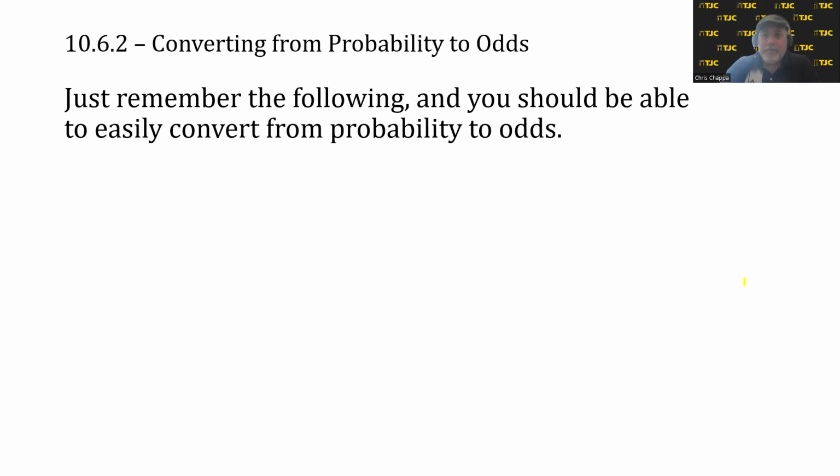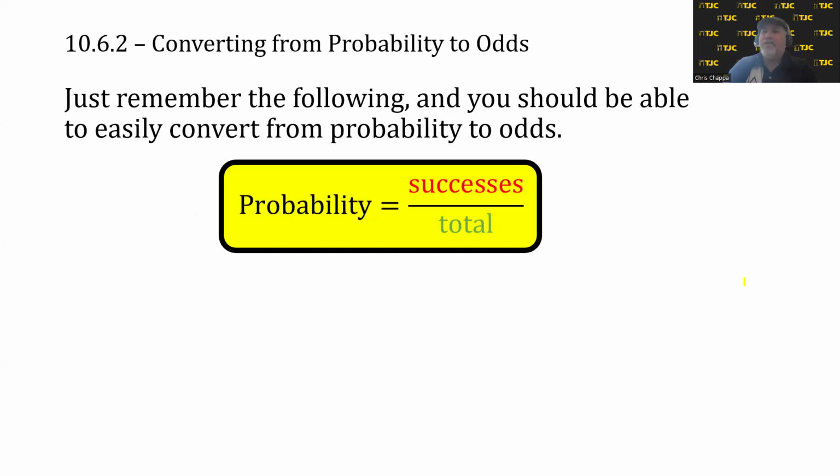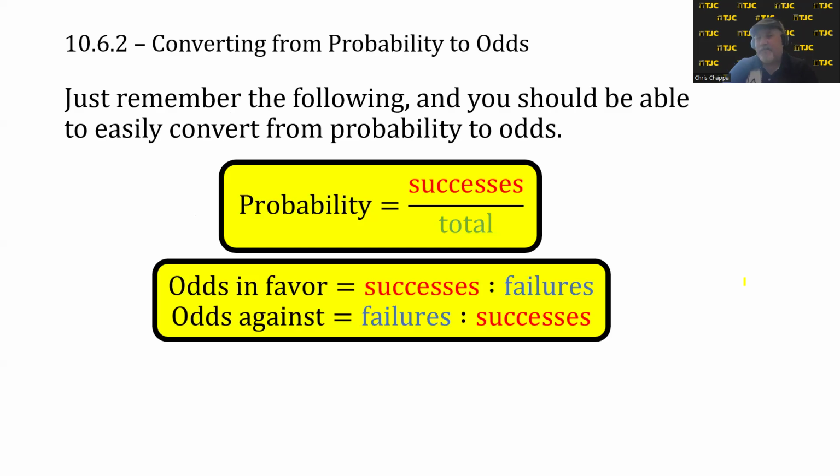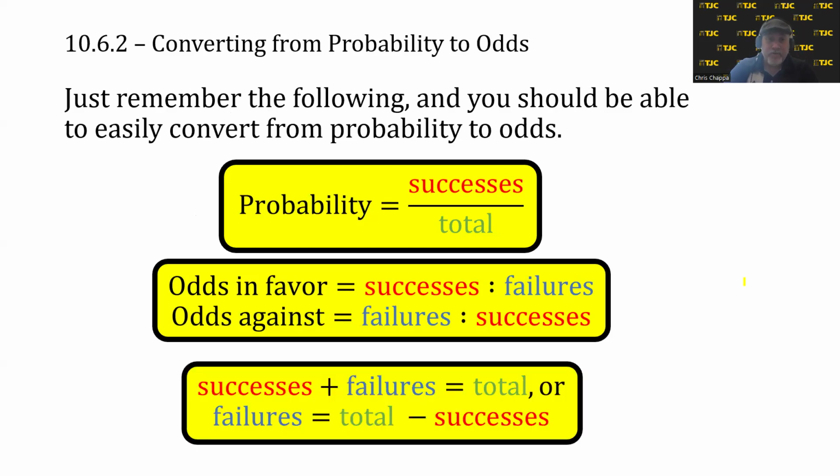Just remember the following, and you should be able to easily convert from probability to odds. Probability is the ratio of successes to total. Odds in favor is the ratio of successes to failures, where odds against is the ratio of failures to successes. And the relationship between the three is that successes plus failures is equal to total, or failures is equal to total minus successes.